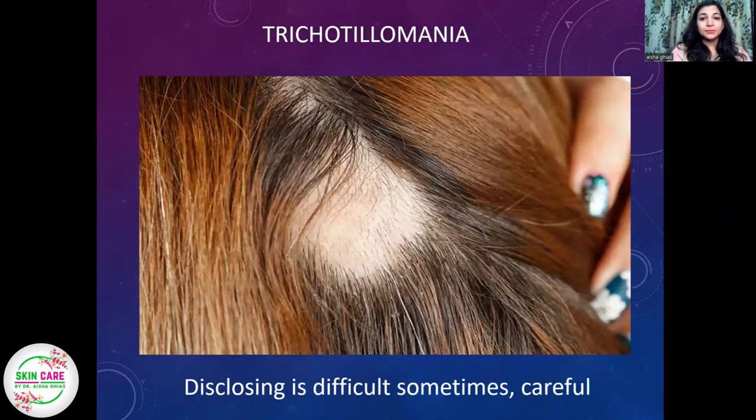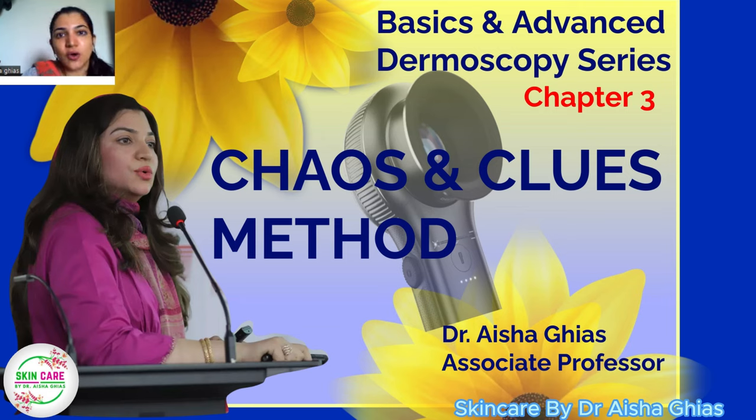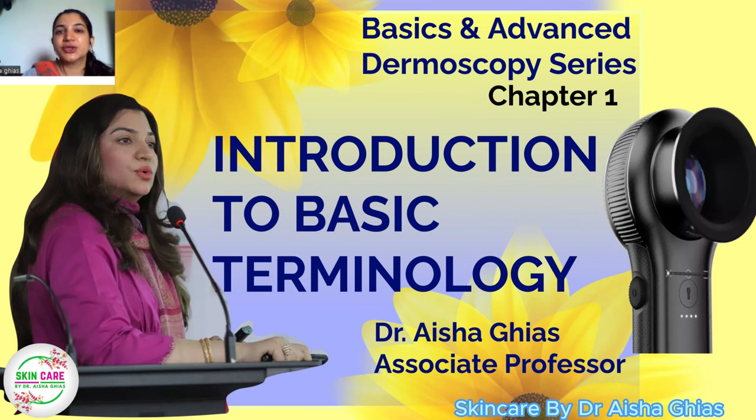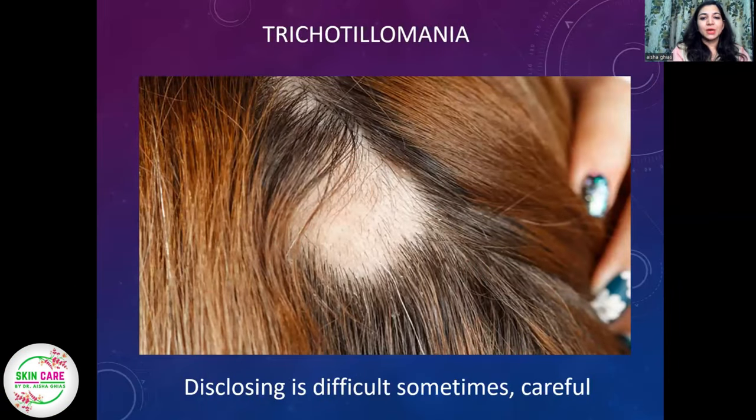Patient is not able to understand, not willing to accept, and it really puts us under pressure. This is going to be the chapter 3 of dermatoscopy. And in chapter 3, as I promised earlier, we'll be discussing the chaos and clues method. This is one of the dermoscopic methods in diagnosing skin lesions. And so similarly, a patch of hair loss, not always alopecia areata, but you suspect because it was an accessible area on the scalp, and probably the history is pointing towards the diagnosis. So you think maybe this is alopecia areata, or it might be trichotillomania.